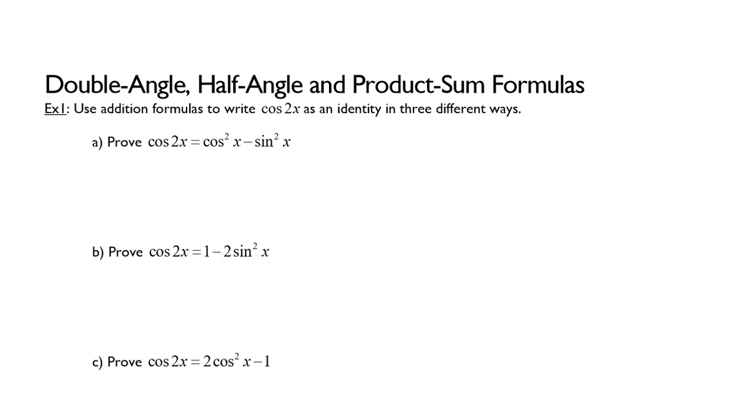Welcome to this section on double angle, half angle, and product sum formulas. Let's look at the first example. We're asked to use addition formulas to write cosine of 2x as an identity in three different ways.